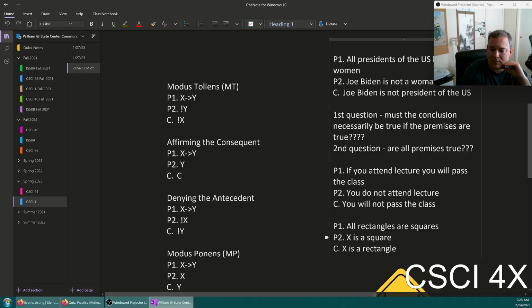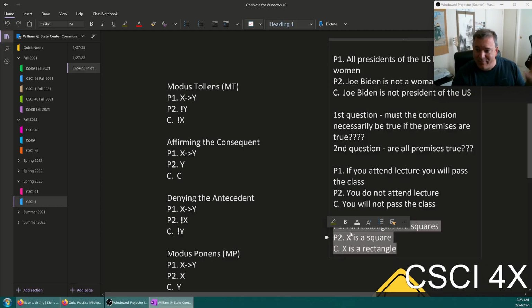Okay, let's do the next one. So this time I promise I'll tell you to hit return. So type it up, don't hit return. The toolbar is kind of annoying, but this one here. Okay, all rectangles are squares. X is a square. Therefore, X is a rectangle. Is this invalid? Is it valid? Is it sound? Valid but not sound? Sound? Okay, so take a moment, type your answer, but don't hit return. And then when I tell you, hit return.